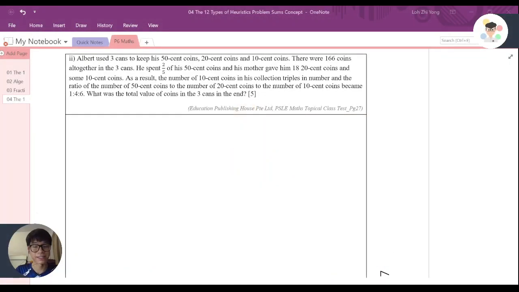Welcome back to digital class, and this is a discussion for booklet number 4, the 12 types of heuristic problem sum concept. And now we are discussing the number and value concept. Now, let's look at this question.